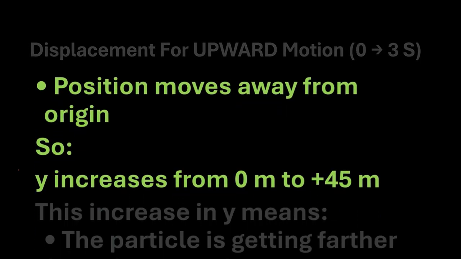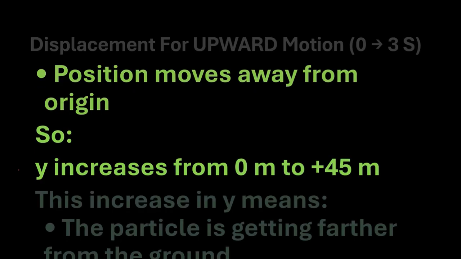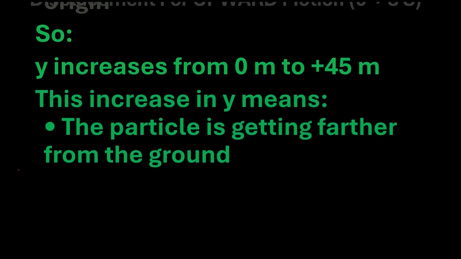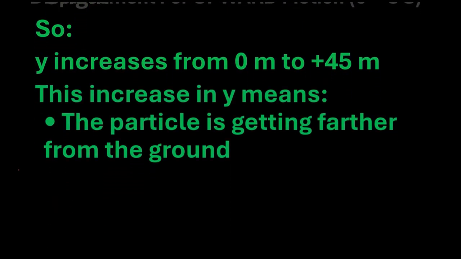If we calculate the displacement for the upward motion, which is from 0 to 3 seconds, the object moves away from the origin. So, yes, y will increase from 0 meters to 45 meters. This comes from the table. And this increase in y means the particle is getting farther from the ground, which means as the displacement increases from 0 to plus 45 meters, this plus means that the particle is getting farther from the ground.